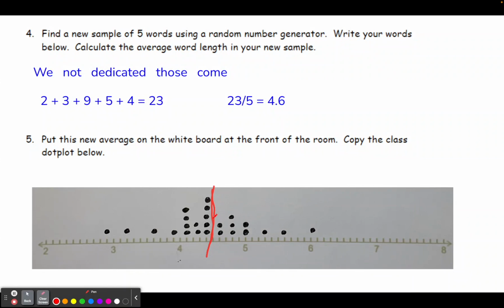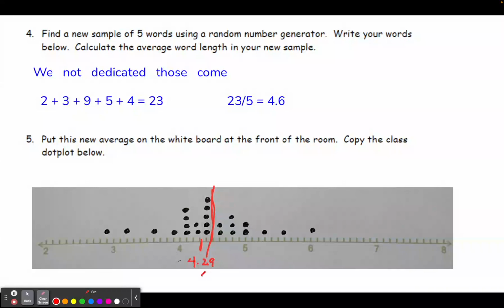In fact, if we looked at the center of this distribution, we would probably say it's right here at about 4.5. And you may be wondering at this point, what is the actual average word length in the Gettysburg Address? And as it turns out, the true actual average is right here at about 4.29 letters per word.